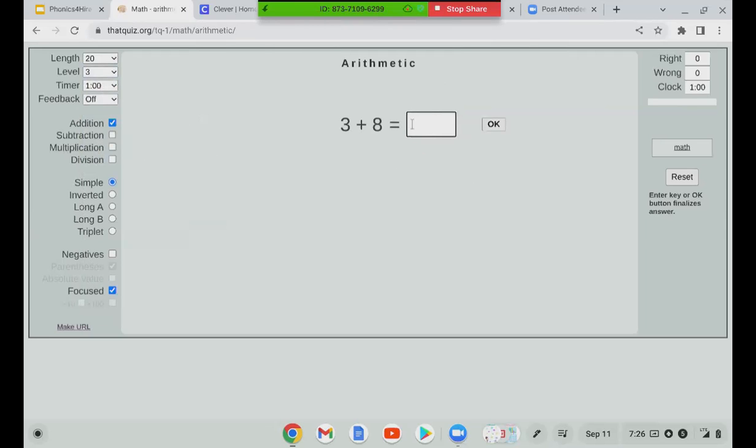And then I'm just going to go. And as you can see, the clock over here is set for 1 minute. Instead of it just running up, it's going to run down. So let's see how I do. And the quickest way for your children to answer these is not to use the mouse or the cursor, but to hit enter after they type the number in. It's much faster.